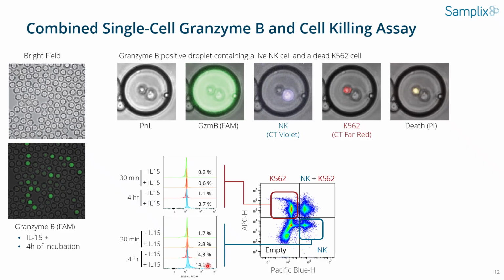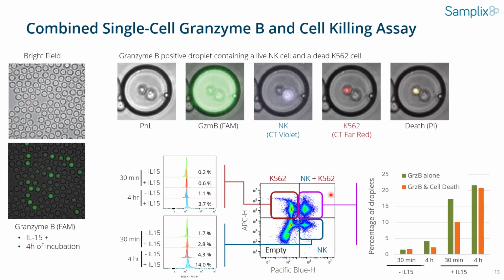And in particular, after 4 hours, there's about 14%. So the really interesting one is, of course, up here. So here we have the droplets co-encapsulated with both cell types. And here are both the granzyme B signal quantified and droplets which have both granzyme B and cell death indicated. So after 4 hours, you have to kind of put these two bars together to know the full granzyme B signal.